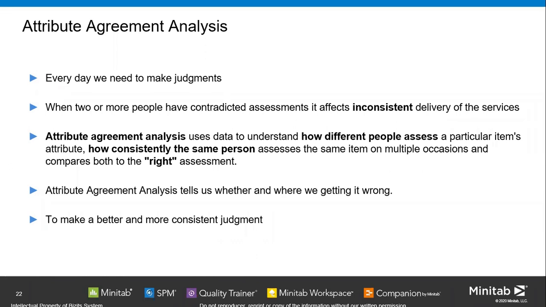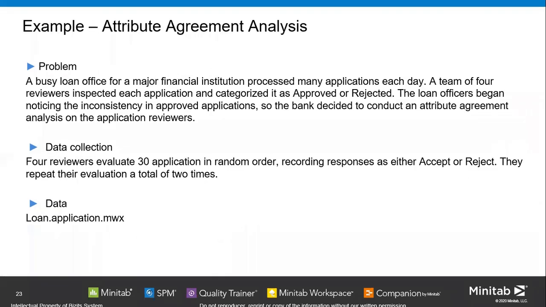So we want to study the consistency within appraisers, between appraisers, and against the standard. Okay, here we have a case study. A busy loan officer at a major financial institution processes many applications each day. A team of four reviewers inspects each application and categorizes it as approved or rejected. The loan officer began to notice inconsistency in approving applications, so the bank decided to conduct an attribute agreement analysis for the reviewers on those applications.